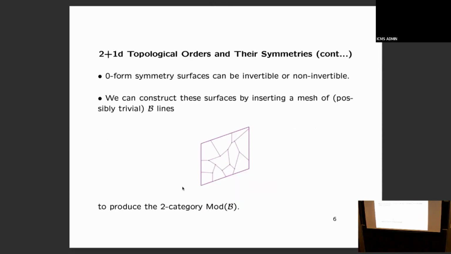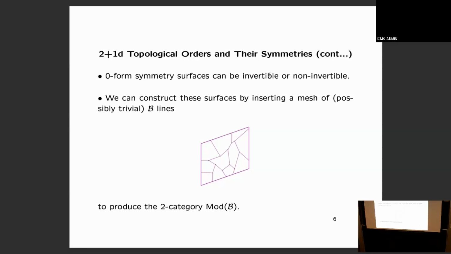So again, just to drive that point home, the zero-form symmetry surfaces can be invertible or non-invertible. When they're invertible, the surfaces satisfy the fusion rules of some group. And when they're non-invertible, they satisfy some more complicated set of fusion rules.